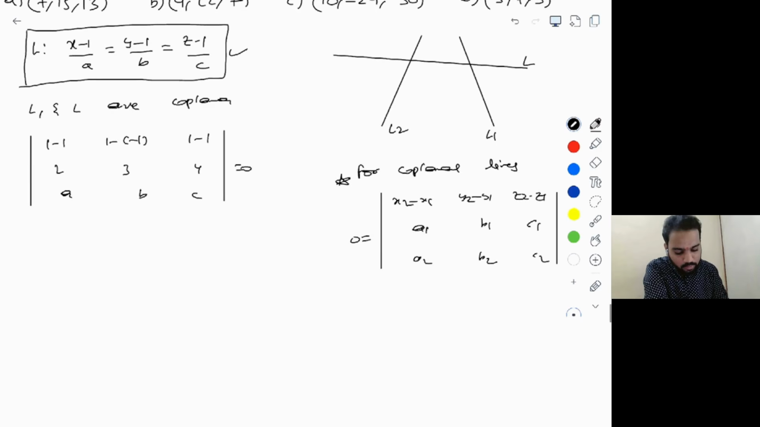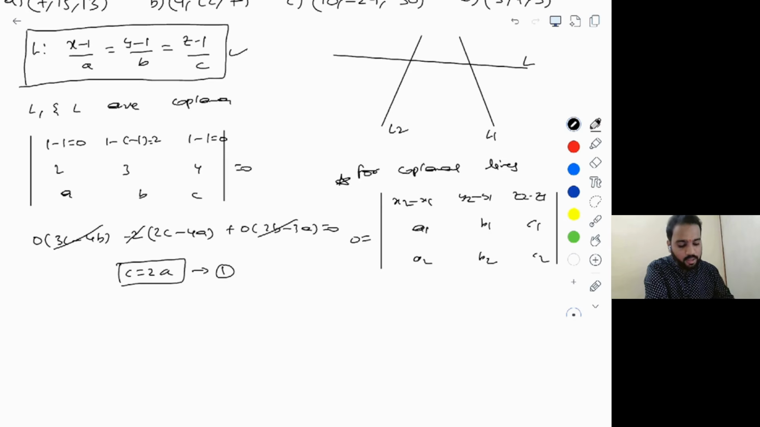So let's try to solve this one. I'll write directly here, this is 0, and this is 2, and this is equal to 0. So let's expand. It will be 0 times (3c minus 4b), and then minus 2 times (2c minus 4a), and then plus 0 times (2b minus 3a), which should be equal to 0. Anyhow, this is 0, this is 0. You can cancel out the minus 2. You can cancel out the common factor 2 also, and finally you get one condition, that c is equal to 2a.